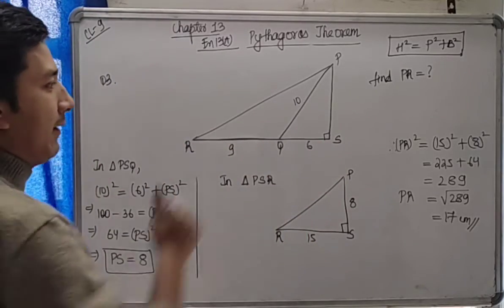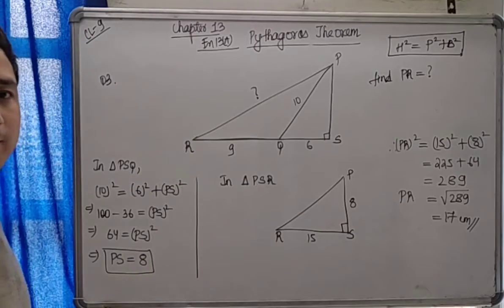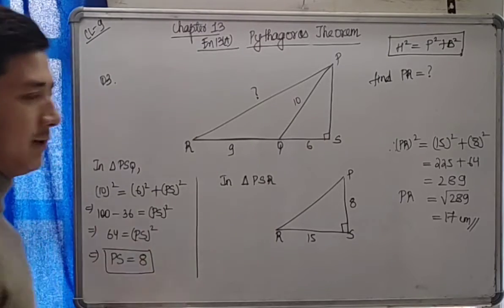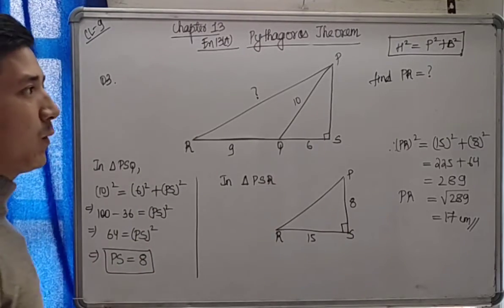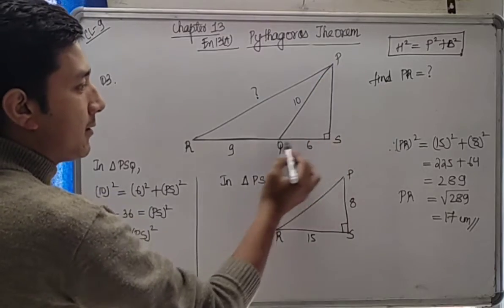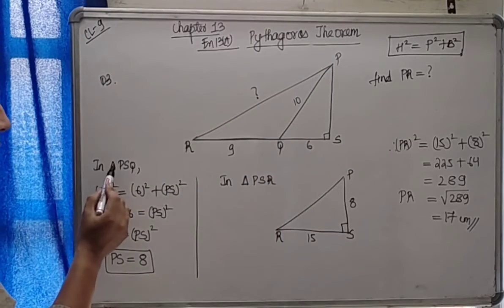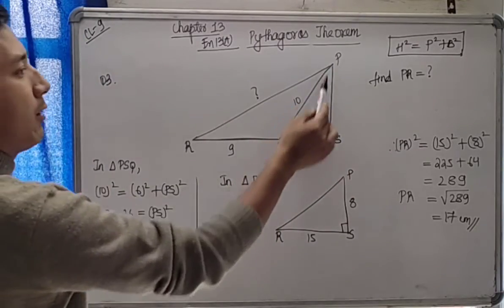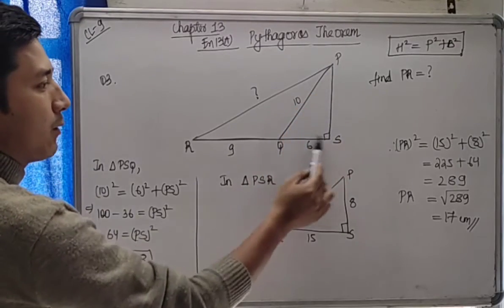We are asked to find the length of PR. We don't know what PR is, so we'll divide this into two triangles. The first one will be PSQ. In triangle PSQ, focus only on this triangle, boys.